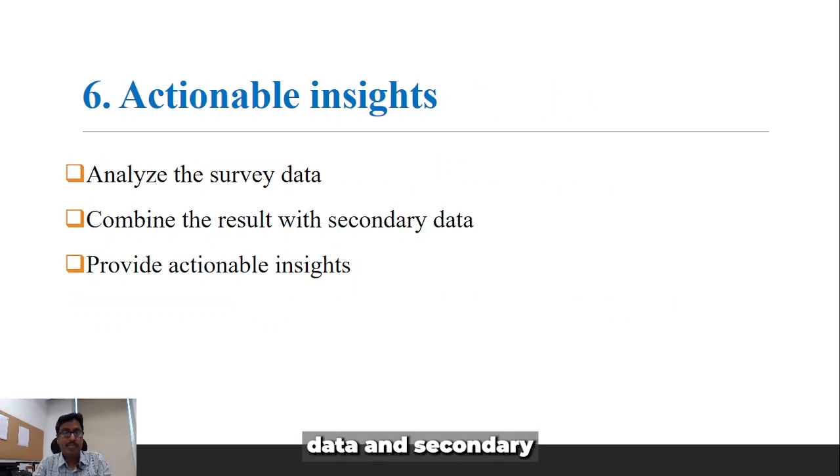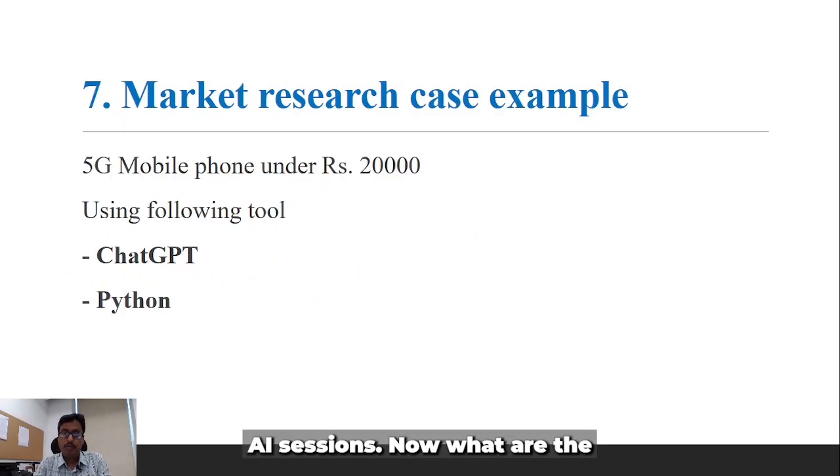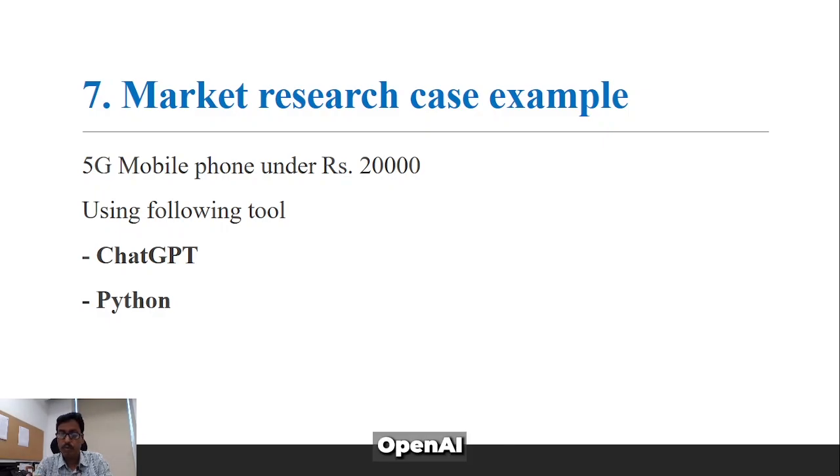So primary data and secondary data, what we have, basically you can generate insight by giving a prompt to generative AI sessions. Now, what are the two tools I will be using here? So it's called the Chat GPT. OpenAI Chat GPT 3.5, the free one, and also the open source Python code, right? So don't be scared, because there is a little coding involved over there. I will show you the steps one by one.